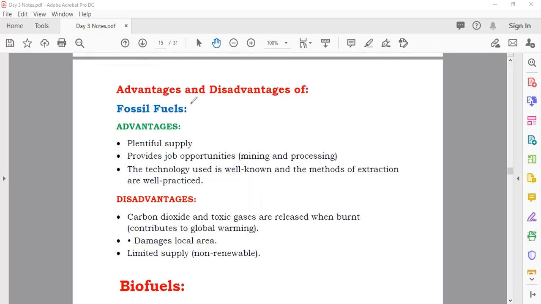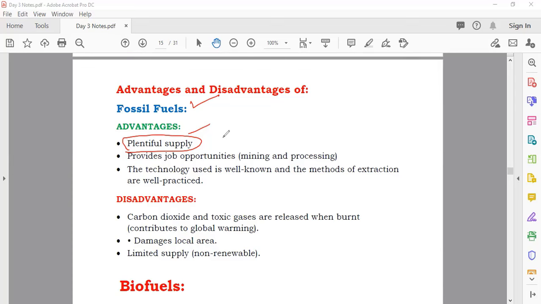Now, if you're using the fossil fuels, it has some advantages. Number one, plentiful supply means you have a lot of supply. Plentiful, a lot of amount. Like coal, you have a lot. You have oil, a lot. I'm talking about as a whole generally. I'm not specifying one country. I'm talking about on Earth. You have a lot.